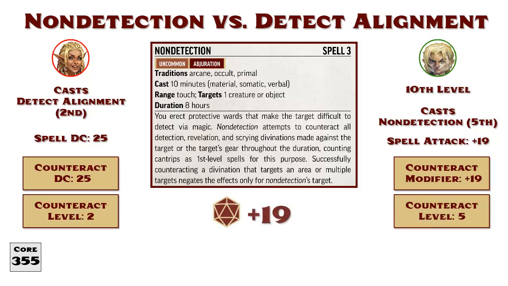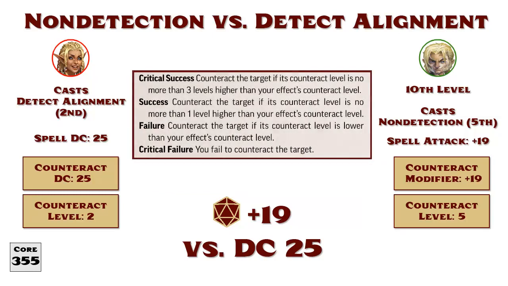Lim rolls 1d20 plus 19 and compares the result to the counteract DC of 25, which is very promising for him. But the really good news here is since his counteract level is higher than the priestess's, then the only way he can fail is by rolling a critical failure. Remember, if your counteract level is higher than the effect that you are attempting to counteract, then you will still succeed with counteracting it even when you fail the counteract check. The only way to truly fail when your counteract level is higher is to critically fail the check.